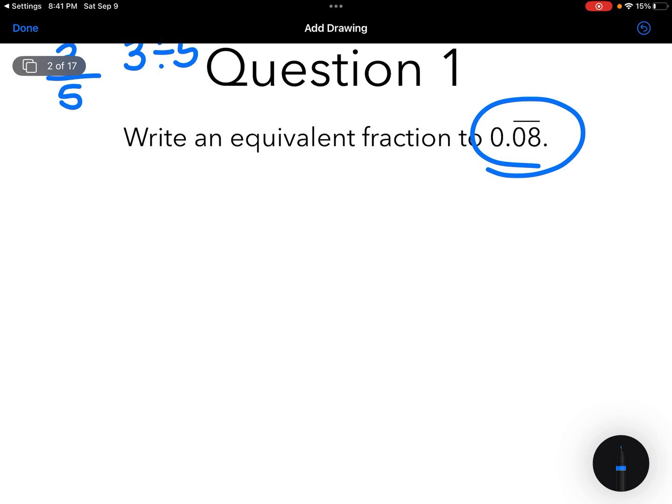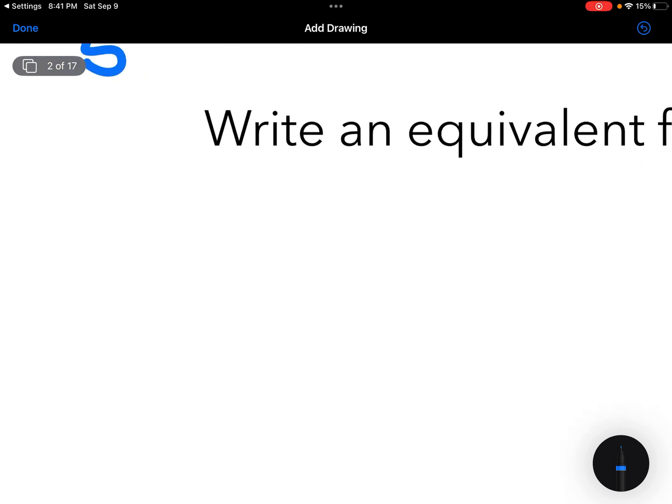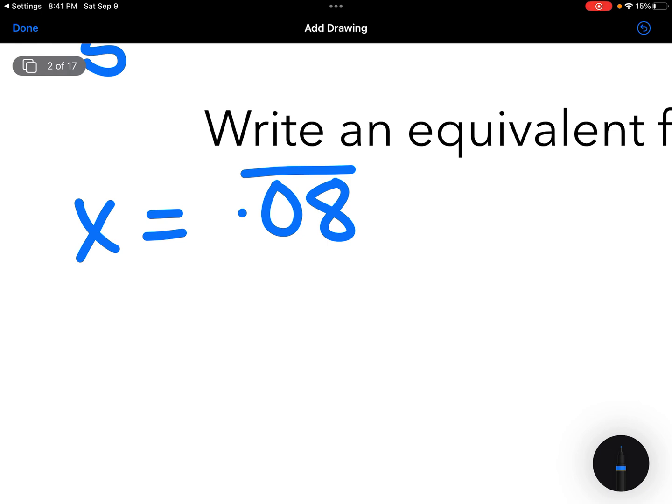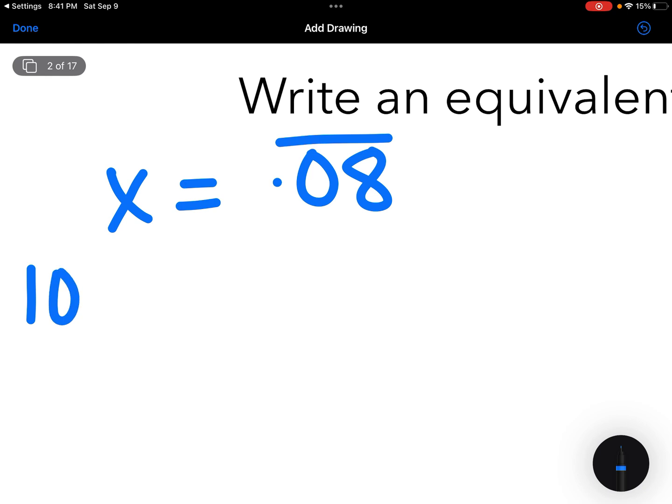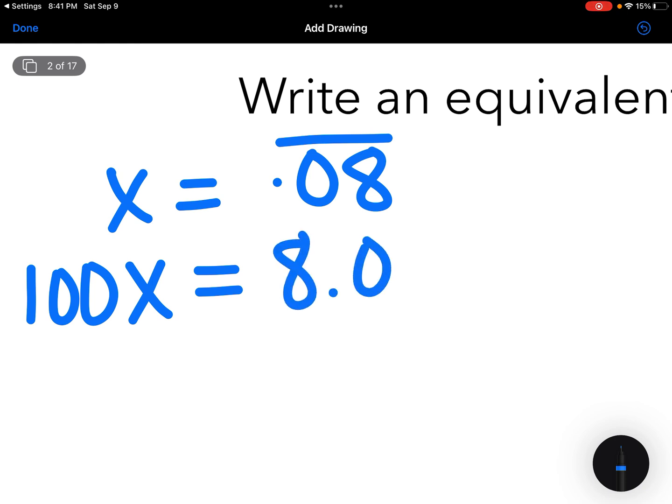But let's look at it the way that we did it in class. If you remember, we did x equals 0.08 repeating. Because there were 2 decimal places behind the decimal, we would make 100x, 2 zeros, and that would be 8.08 repeating. We've got this little phantom 0 here, but we really don't need it because if we move the decimal over 2 places, we would get 8.